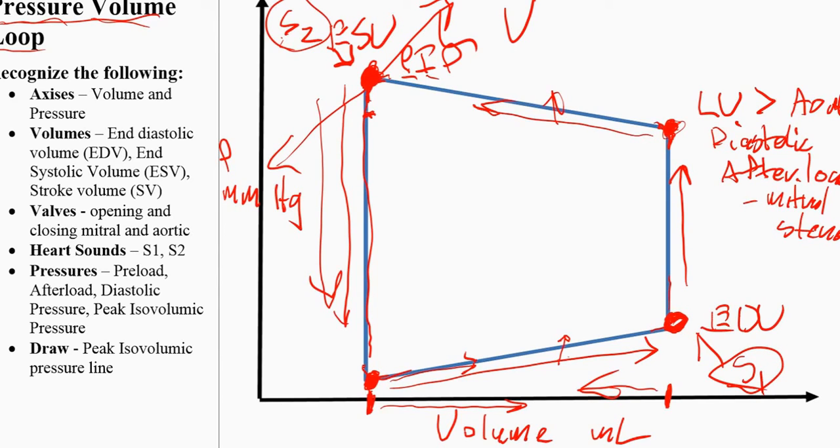So what else is there to know about this? Let's talk about this a little bit more because there was something I forgot to talk about. This is end diastolic volume. You can call it some other things. What can you also call it? You can also call it preload. You can also call it end diastolic pressure.